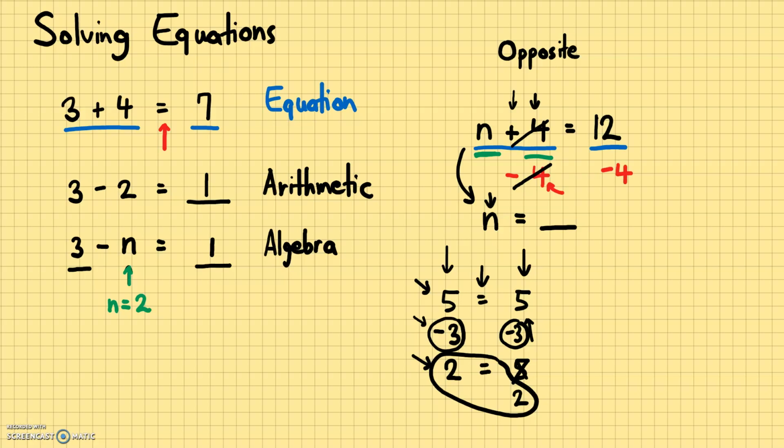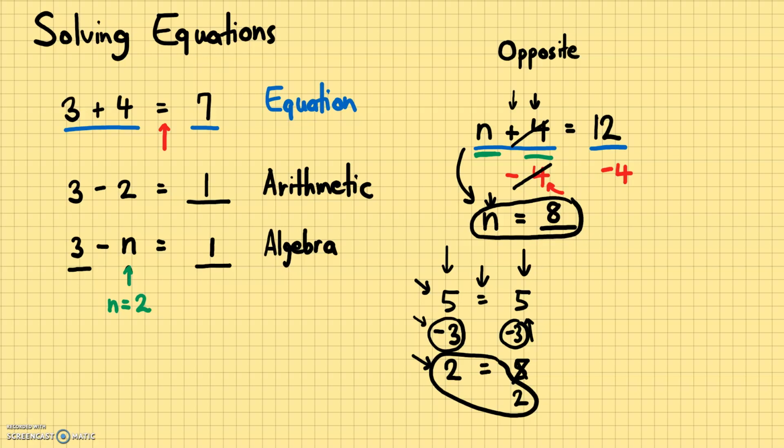Okay, so we'll have to do 12 minus 4 so that the equation is still true. And 12 minus 4 gives us 8. So on the left side, we're just left with n. On the right side, we're left with 8. So n is going to equal 8.